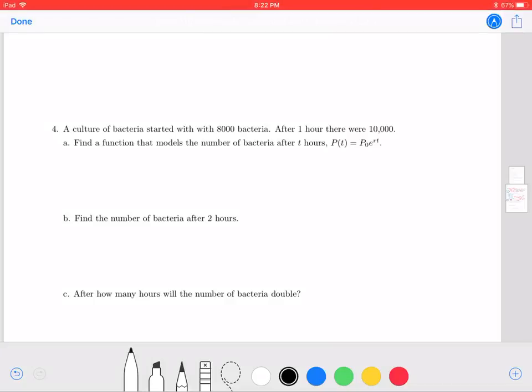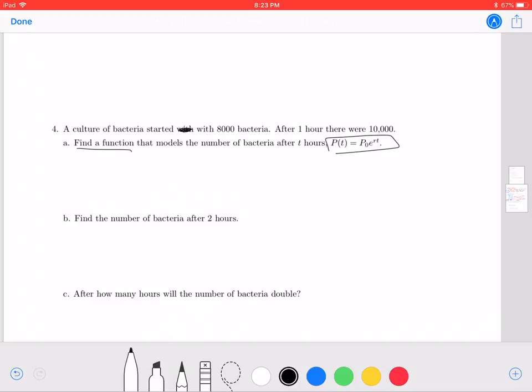So number 4 is a word problem where we're using exponential growth and we want to come up with a function for it. Our situation is we have a culture of bacteria that starts with 8,000 bacteria. After 1 hour, there were 10,000 bacteria. So the first thing we want to do is find a function that models the bacteria after any t hours.